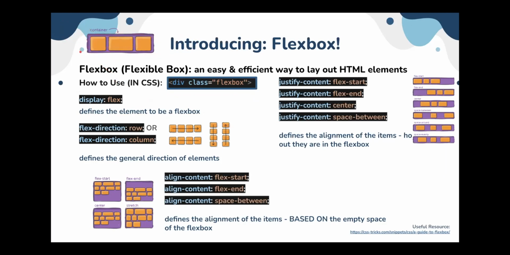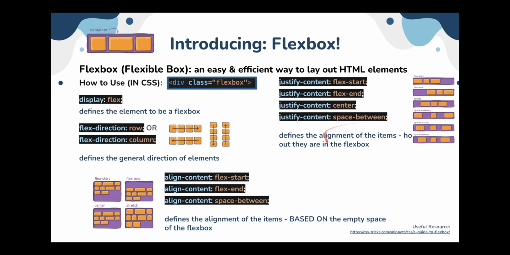Flexbox, again, is this little empty container to lay out our HTML elements. Flex direction, either row or column, basically defines the general direction of elements. So it goes left and right or up and down. Rows are for left and right, column is for up and down. Justify content is basically where the elements are going to go. If we do flex start, it starts all the way to the left. Flex end starts all the way to the right. Center, it goes to the center. Space between, there's going to be spaces between each element.